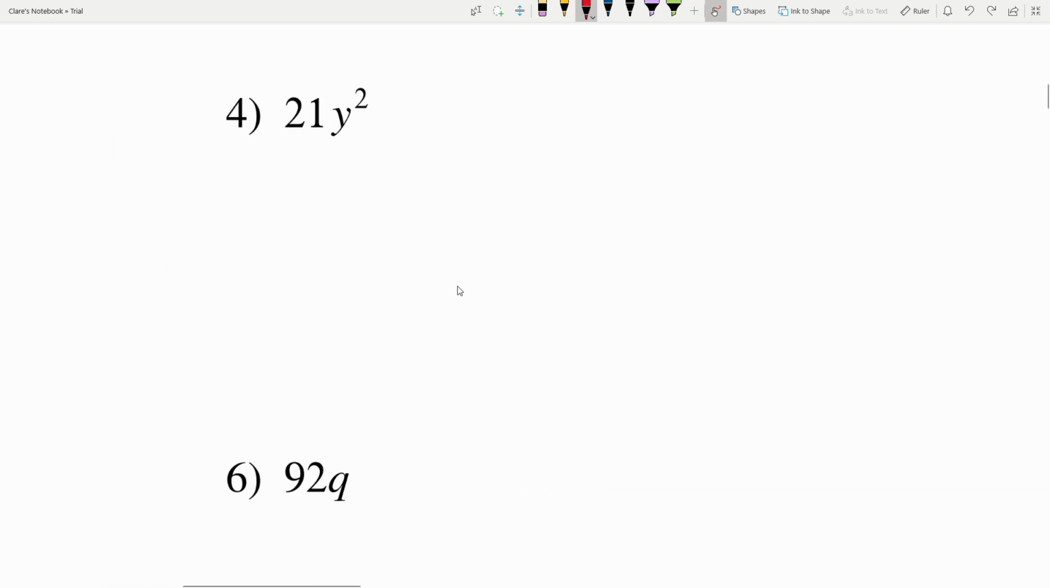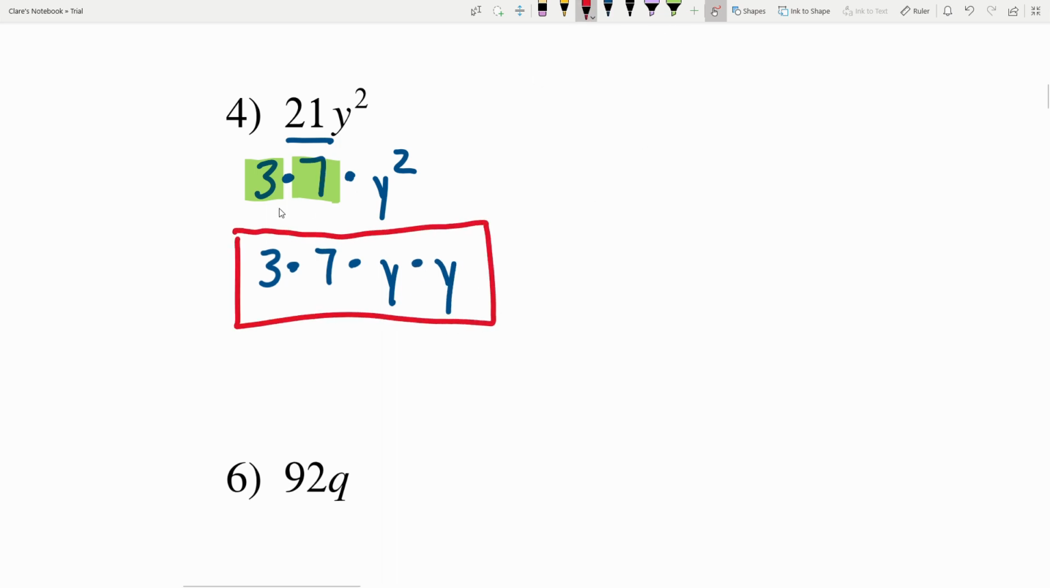Now in number 4, we have 21 times y squared. 21 is not prime. 2 does not go into 21, but however 3 does. 3 times 7 equals 21, and we're multiplying that by y squared. Now 3 is prime and 7 is prime, but remember we can't have exponents in this problem. So I'm going to write 3 times 7 times, breaking up my y squared, as y times y. So 3 times 7 times y times y is my solution in number 4.